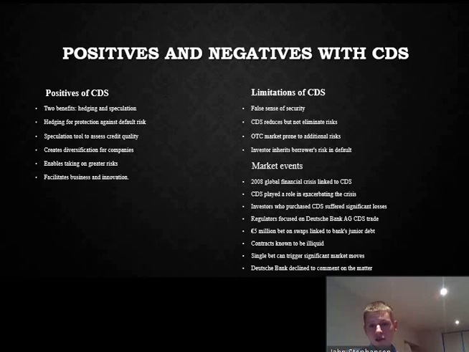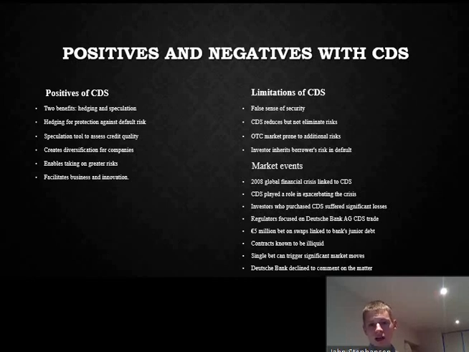Finally, some recent notable market news and events linked to the product. Of course, as mentioned, it was in regards to the 2008 global financial crisis, where the widespread use of CDS played a significant role in exacerbating the crisis. Many investors who had purchased CDS to protect themselves against the risk of default on mortgage-backed securities suffered significant losses as the market for those securities collapsed.